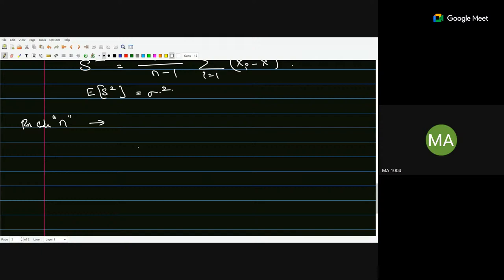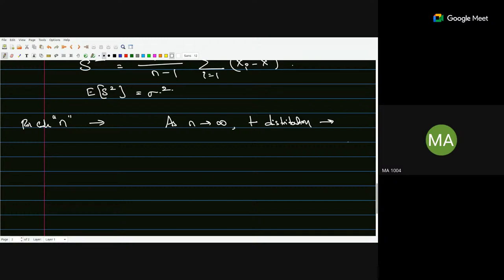For each n, we have computed the probabilities. For each n, we will have different graphs for the t distribution. And for no surprise, as n tends to infinity, the t distribution will tend to the z distribution, the standard normal distribution. So that should work, right? As n tends to infinity, your sample variance will become the population variance, and it is more or less equal to the z distribution.